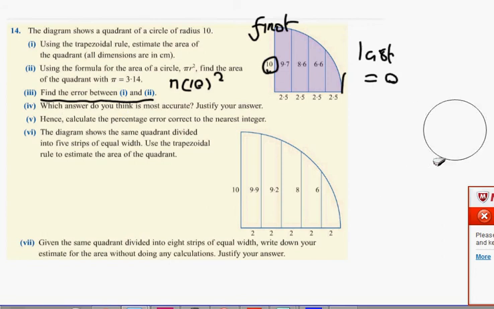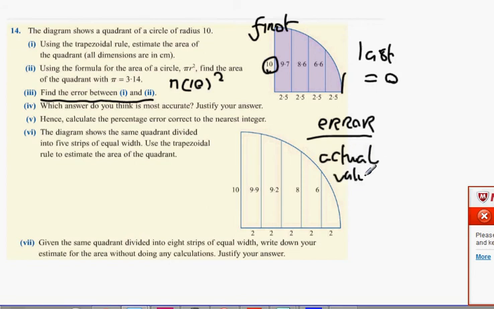Now, percentage error is something we did a while back, okay, but we'll go over it again. It's error divided by actual value. Now the actual value is the answer from part 2. Okay, so the error, answer of part 3, divided by answer of part 2, multiplied by 100 over 1. That gives you your percentage error.